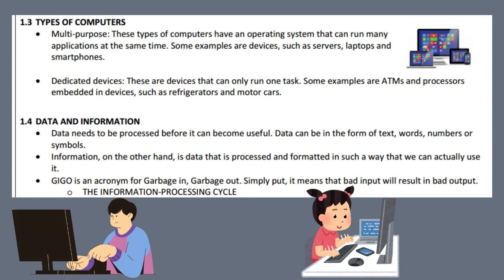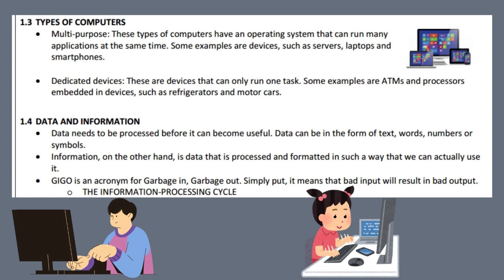1.3 Types of computers. Multipurpose. These types of computers have an operating system that can run many applications at the same time. Some examples are devices such as servers, laptops and smartphones. Dedicated devices: these are devices that can only run one task. Some examples are ATMs and processors. Embedded in devices, such as refrigerators and motor cars.